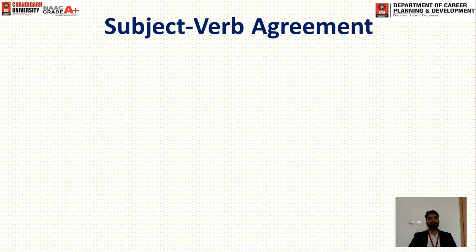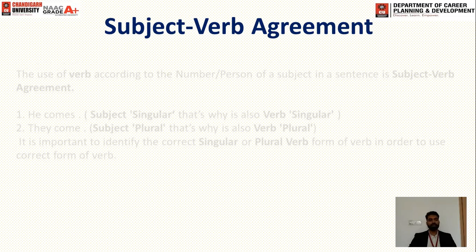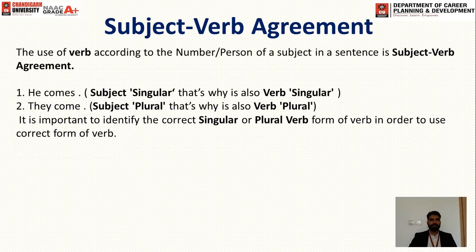Okay, first we need to understand what actually your subject verb agreement is. So a subject verb agreement is nothing, it is the use of the verb according to the number of person of a subject in a sentence. For example, if I have 2 or 3 subjects, then I'll be using a plural verb. If I have only one subject, then I'll be using only a singular verb.